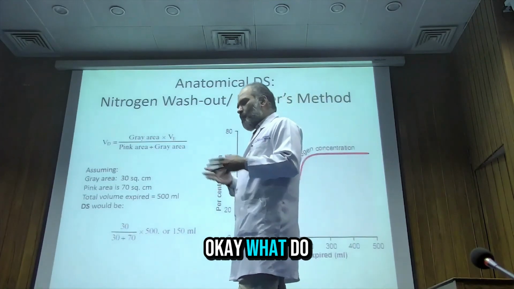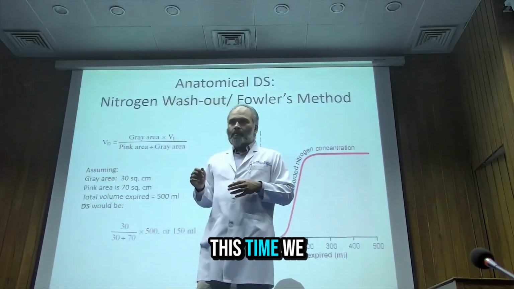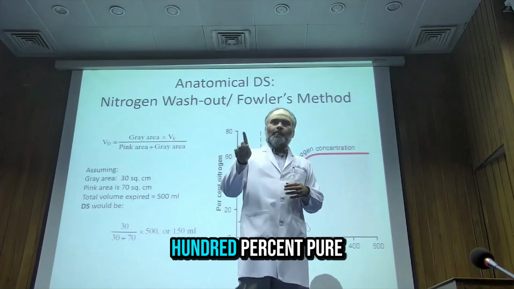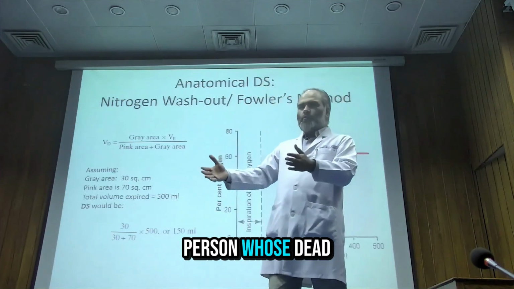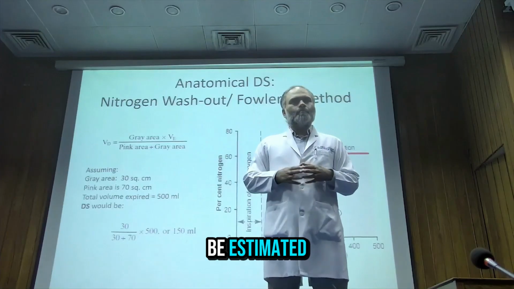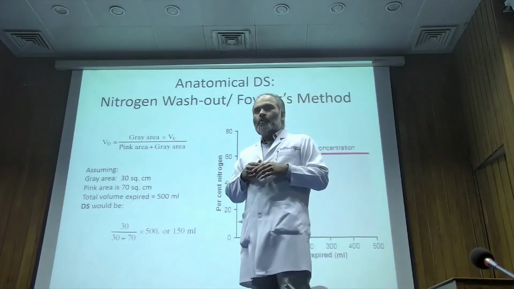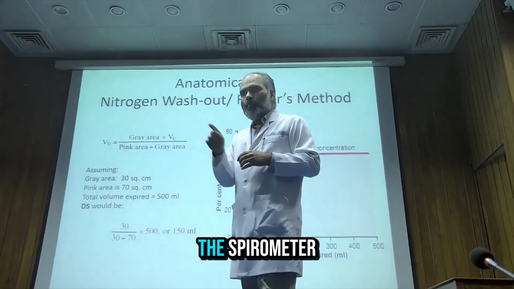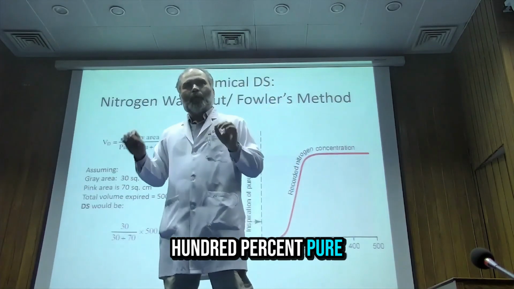Okay. What do we do? Again, the good old spirometer. But this time, we connect it with a 100% pure oxygen cylinder. So you sit the person whose dead space needs to be estimated. You connect the whole setup. And now, at the start of the test, you ask him to inhale from the spirometer. Now, the spirometer is connected with 100% pure oxygen.